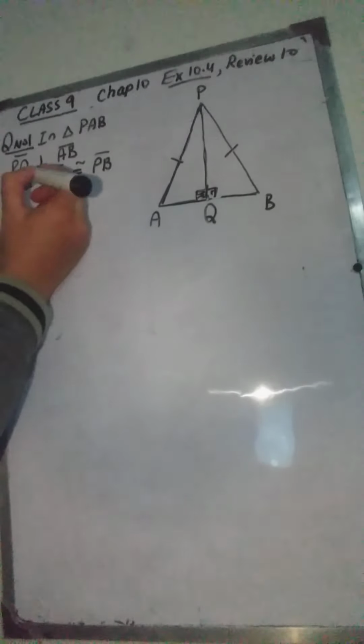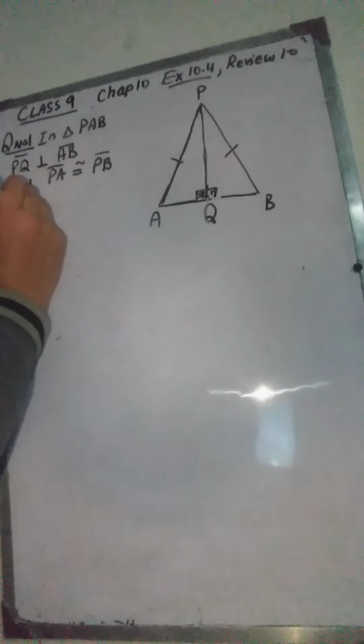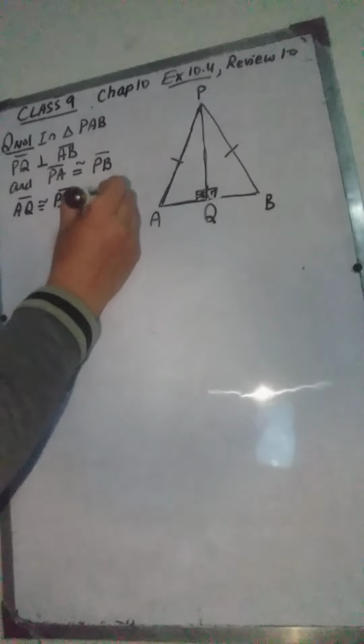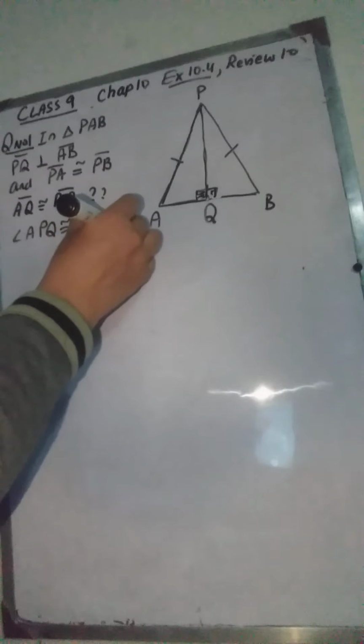PA is congruent to PB, and we need to prove that AQ is congruent to BQ. This is what we need to prove. AQ is congruent to BQ, and angle APQ is congruent to angle BPQ. This is what they have asked us to prove.